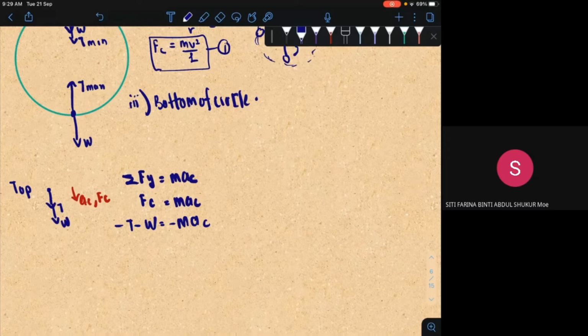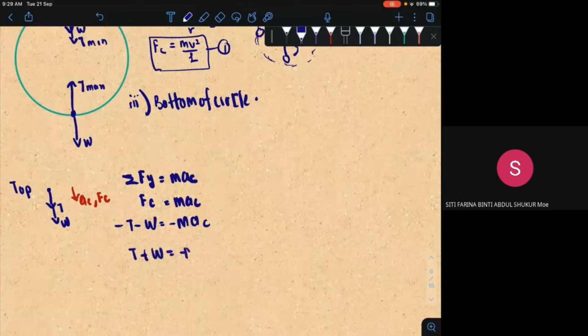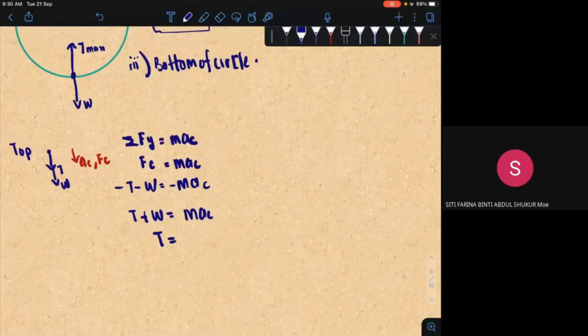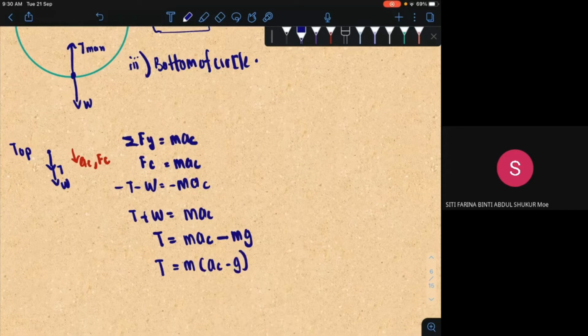Alright, so kiri kan ada negatif, saya nak factorize negatif dan eliminate all this negative. So dia akan jadi positif, positif and also positif MAC dekat sini. Semua dah jadi positif ni. I have eliminated the negative kan. Saya factorize dan saya eliminate, cuma saya tak tunjuk. Okay, so your T here, T dekat atas ni akan jadi MAC tolak W kamu adalah MG. M yang sama, so I'm going to factorize. Saya akan dapat M AC minus G. So this is the tension at the top.